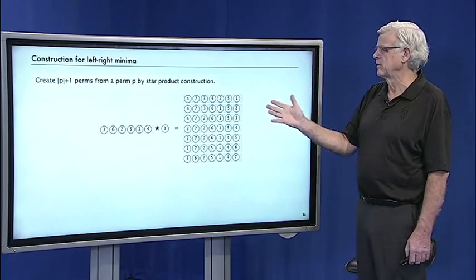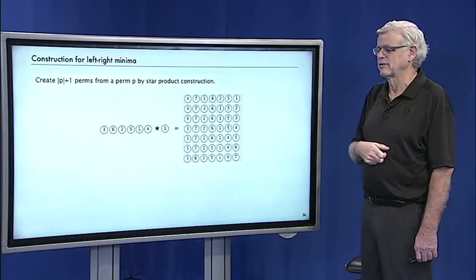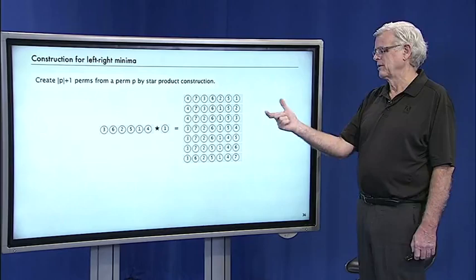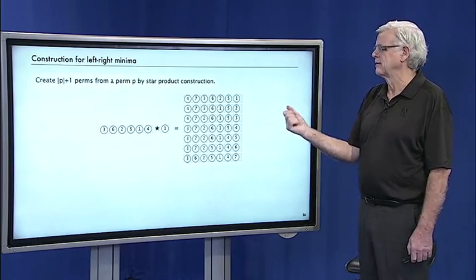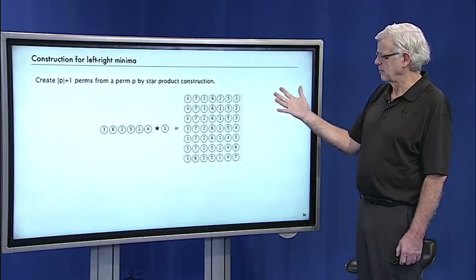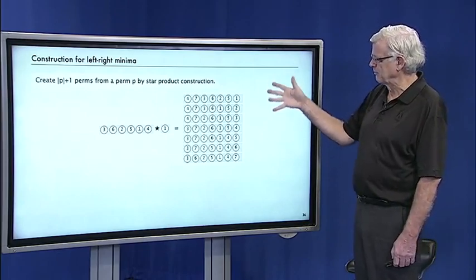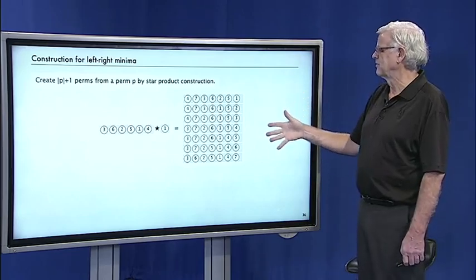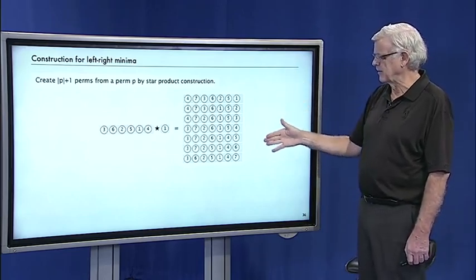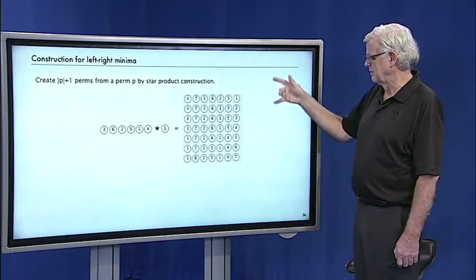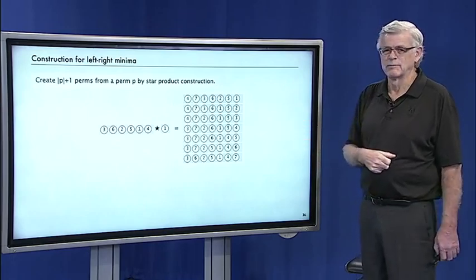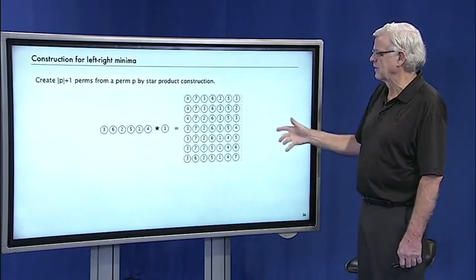So for left to right minima, we're going to use a star product construction where we say a permutation is a permutation starred with an element, and that gives us a permutation one bigger, and it has to be renumbered in all consistent ways. And that just corresponds to giving the last element the numbers from 1 through n plus 1, and then renumbering the other elements in the permutation accordingly.